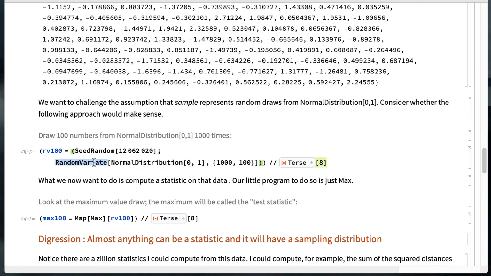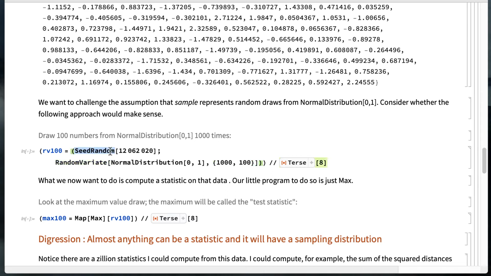I'm going to use our random variate command, which I've told you commands the factory to go into action. I'm going to make this factory very busy. I'm going to ask it to do this experiment 1,000 times, and each time you do the experiment, I want you to produce 100 numbers. I've seeded the random number generator.